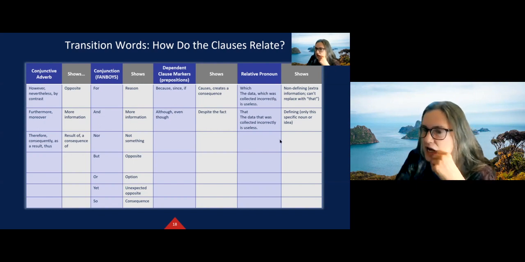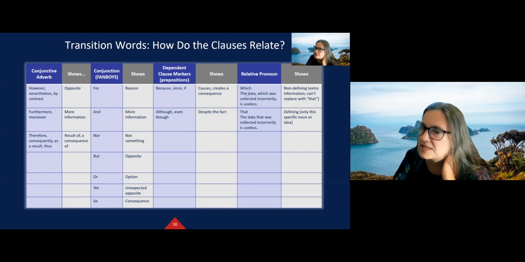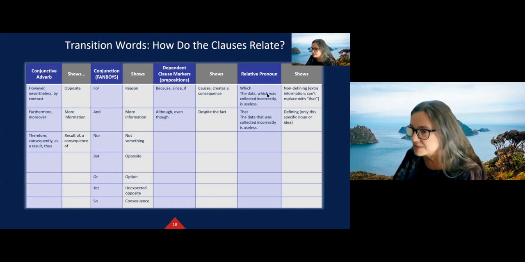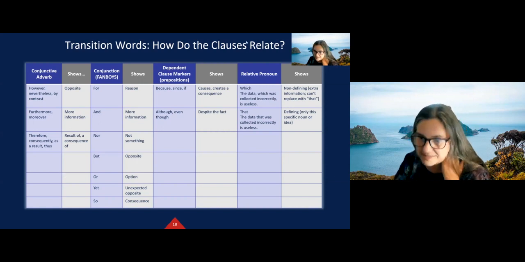So in this case, you could substitute which: the data which was collected incorrectly is useless. But here, you can't substitute that: the data, comma, that was collected incorrectly, comma. That's not grammatically accurate. You have to use which, or who if it's a person or a living being that you ascribe a who to. Okay. I'm not expecting you to memorize this, but what you can do is keep this chart handy in the PDF we provide you with and refer to it to refresh your memory.